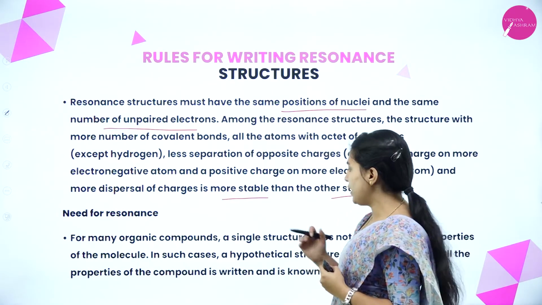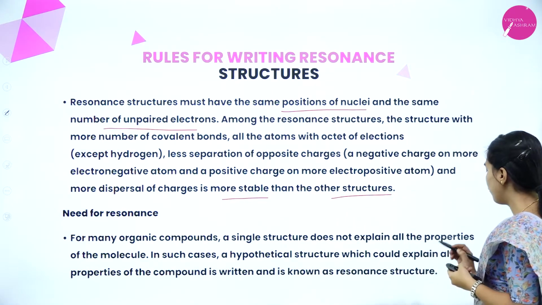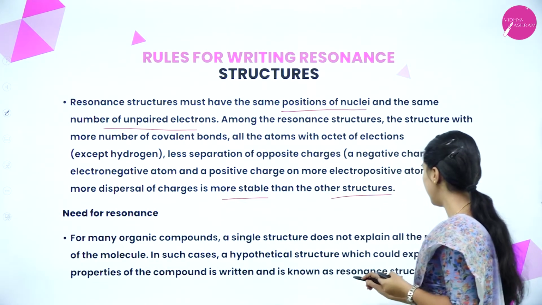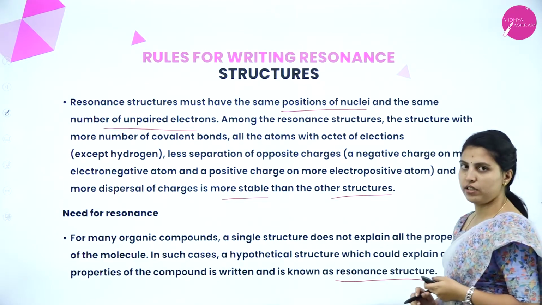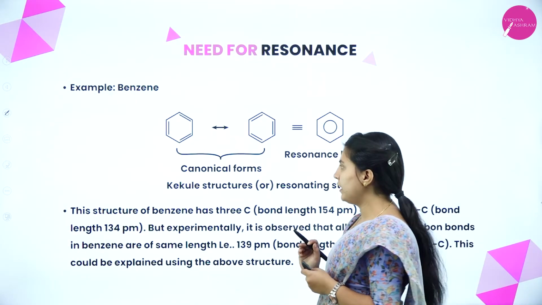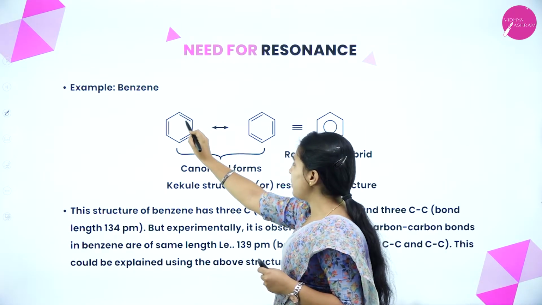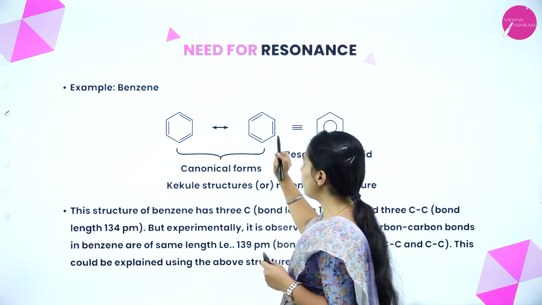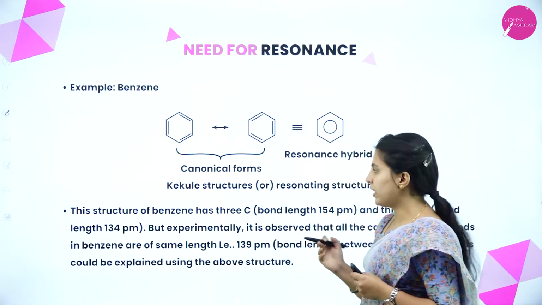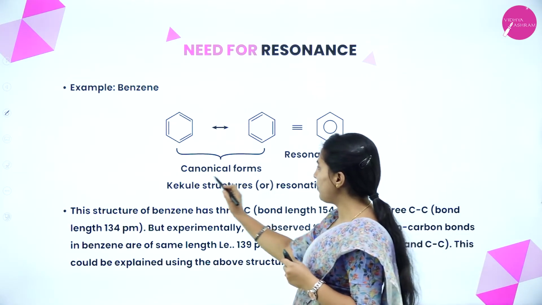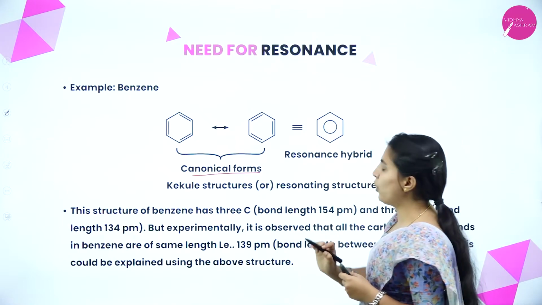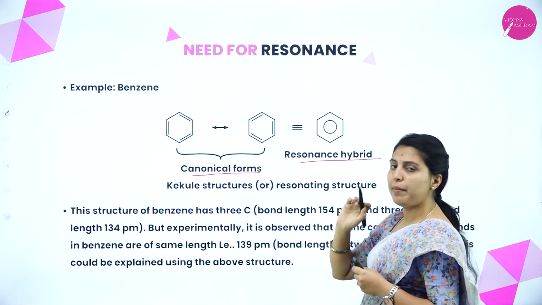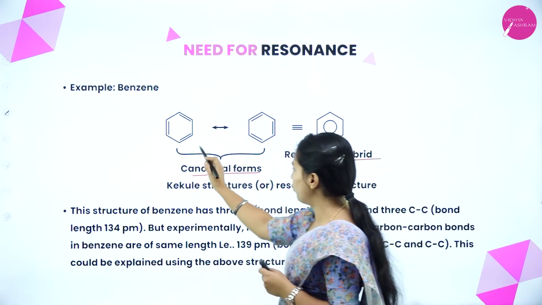In such cases, a hypothetical structure which could explain all the properties of the compound is written and is known as resonance structures. Here the example is benzene. See, here a double bond is present and alternate double bonds are present. See the position of the double bonds. Here it is on the opposite side, and those two structures will be called canonical forms and the overall hybrid will be called the resonance hybrid. We can write benzene like this also, and this also.